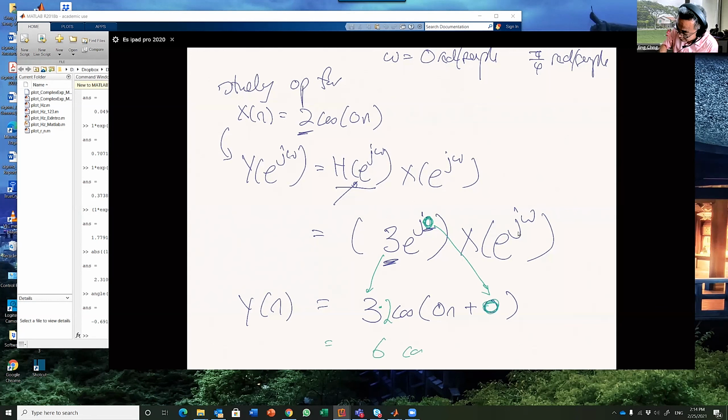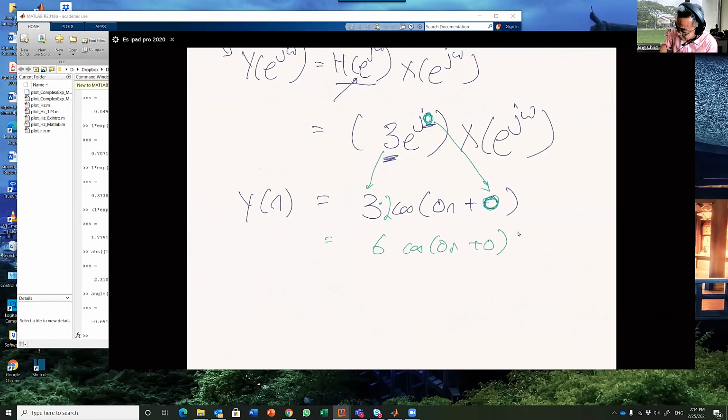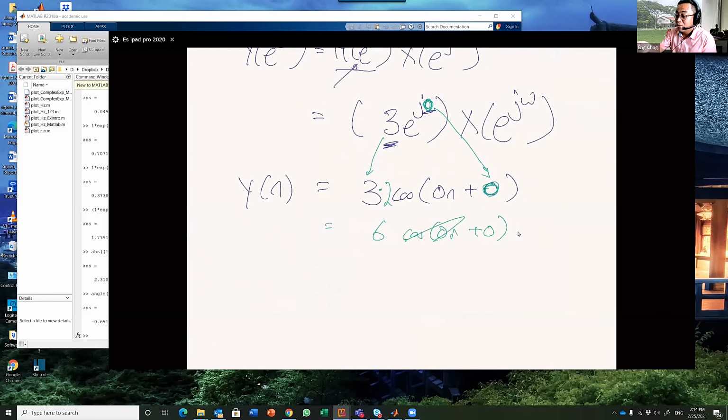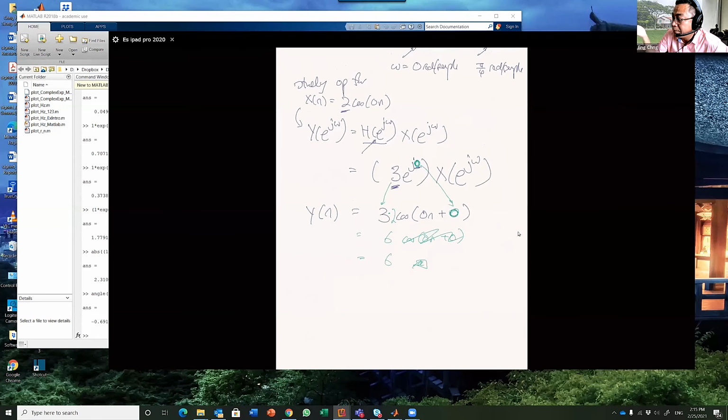So in fact, we don't like to write this. The answer is a constant 6. So the constant 2 goes in, and then our friend amplifies it by 3 times. So the output is 6. Clear so far? Anybody? I pause.